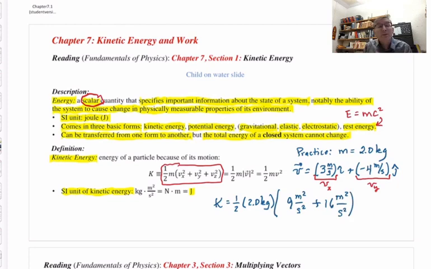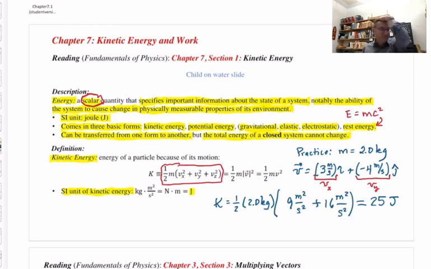By its definition, by its formula, there's no way to get a negative result. Now, what do you get here? Well, 9 plus 16 is 25, and 1/2 of 2 is 1, so you get 25 kilogram meter squared per second squared, which is joule. That's it. We just used the kinetic energy formula to calculate the kinetic energy of a particle for the information I just gave you.